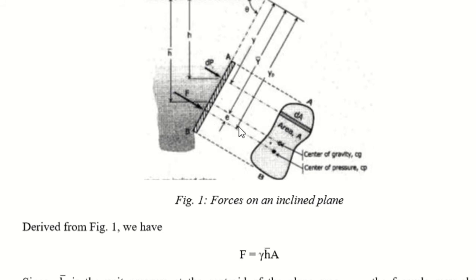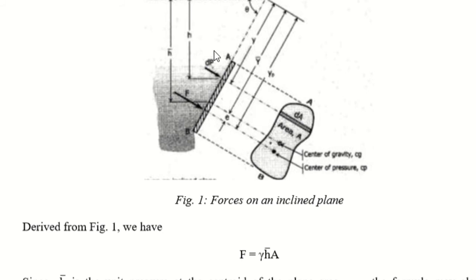Tingnan niyo yung line of action. Ito yung line of action ng force. Since yan yung line of action ng force, at saka nandito yung center of gravity, distance ng center of gravity at saka yung center of pressure is the E. Gets? Take note in here, CG is the center of gravity, CP is the center of pressure. Sa center of pressure, dyan makikita yung location ng F.